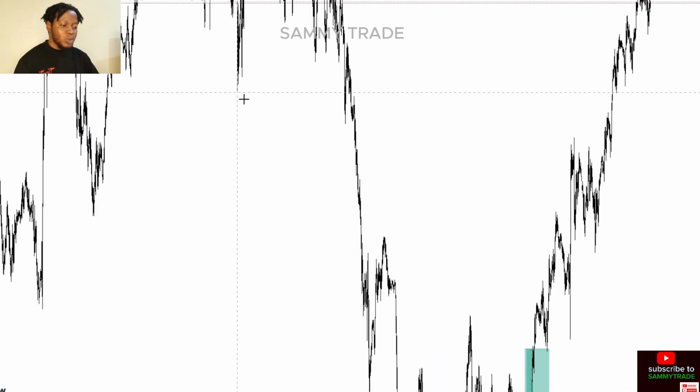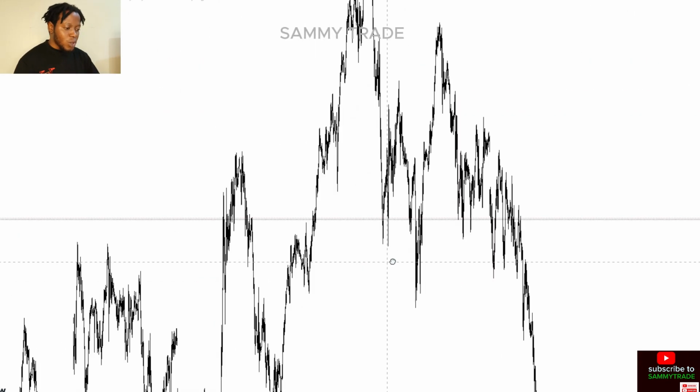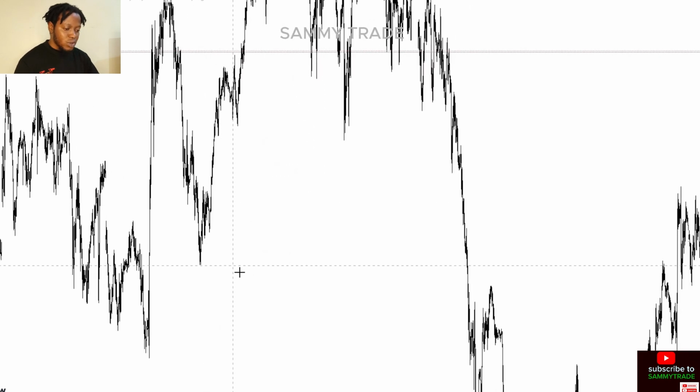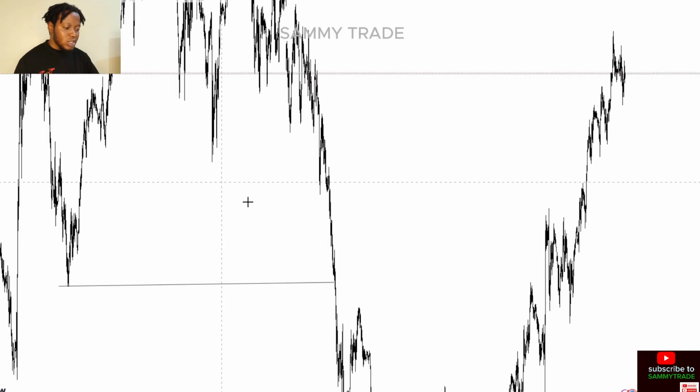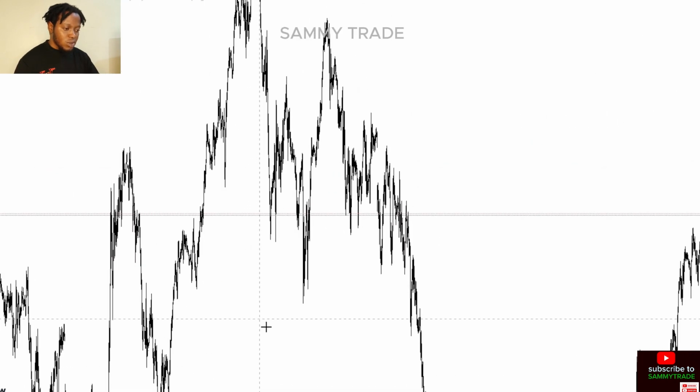Remember, when price was pulling back, we had a shift of structure at this point, as price was pulling back to facilitate the pullback so that we can continue trading the uptrend. This was the pullback right here. This was the breakout structure at this point.